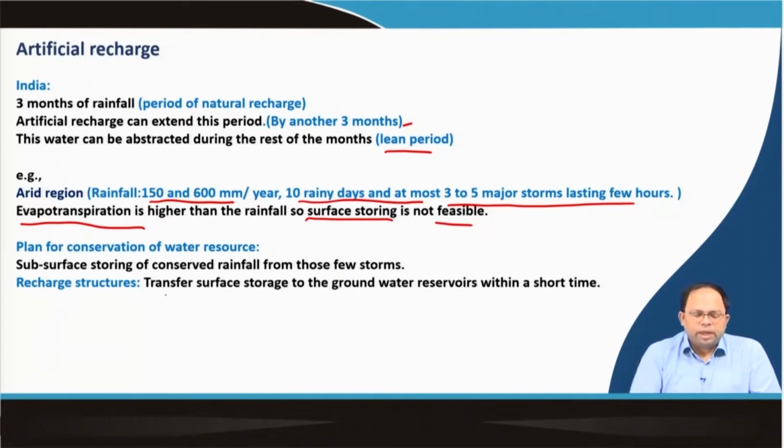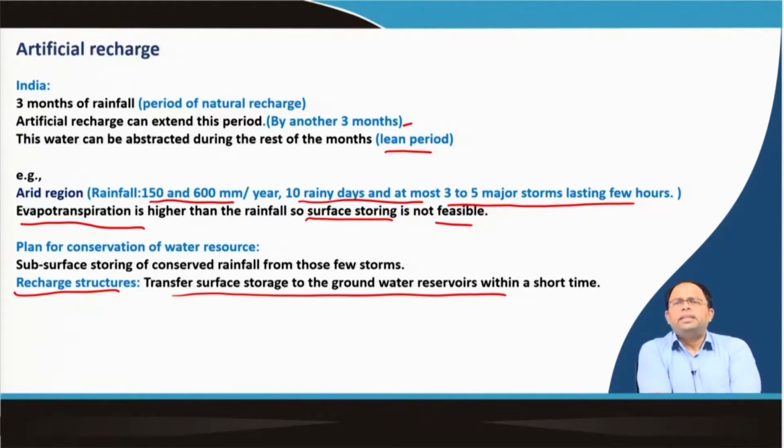So subsurface storing of conserved rainfall from these few storms can actually increase the groundwater level in that particular area, or the amount of groundwater, and that actually could be utilized in other time periods. And recharge structures actually help in transferring surface storage to the groundwater reservoirs within a short period of time. So that is why we design engineered structures which shorten the process of percolation.